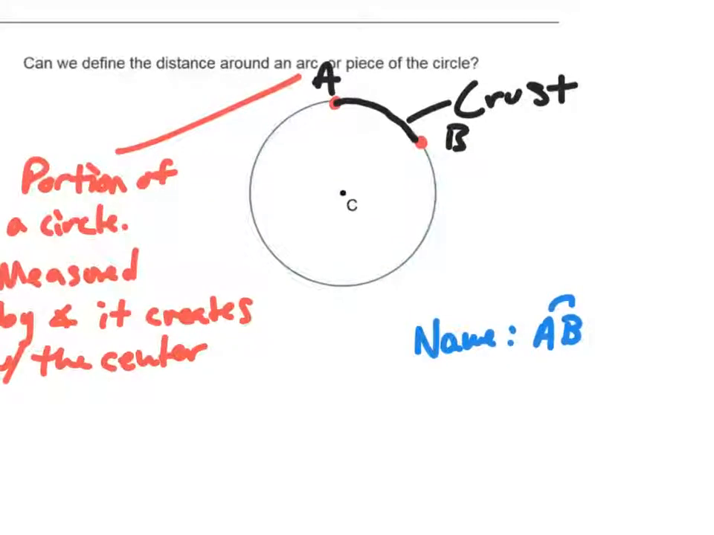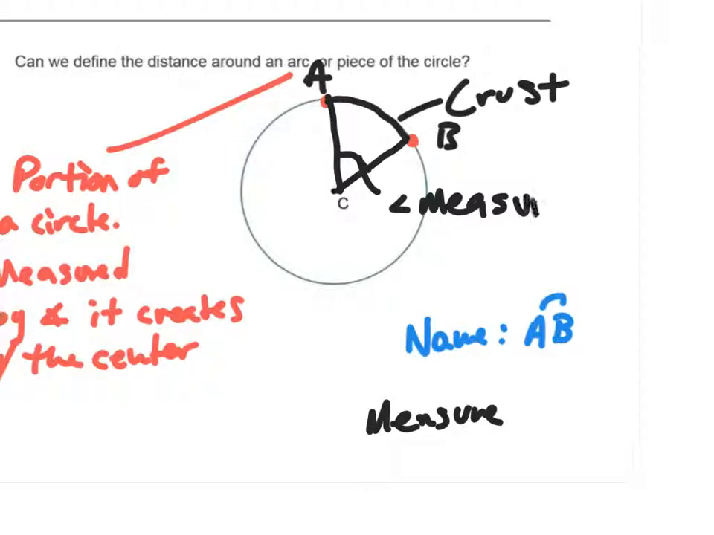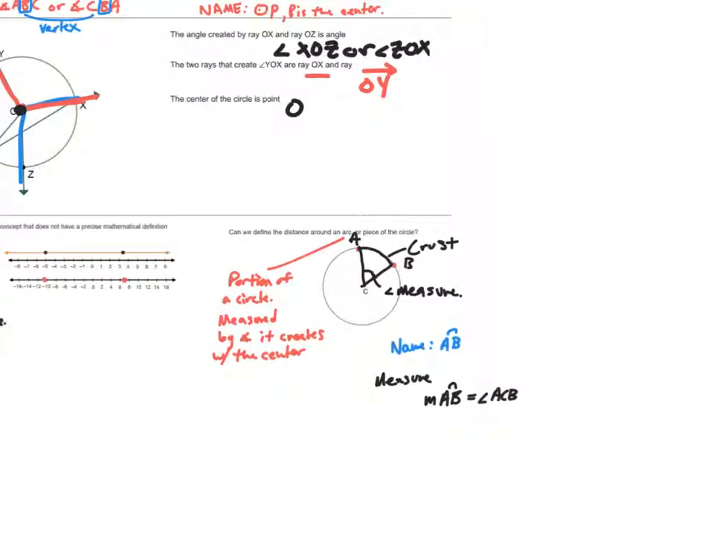Now, the way we would measure the measure of this arc, if we were to take this angle measure, whatever this angle measure is, we'll talk about that in the next unit, then we would say that the measure of arc AB is equal to the angle measure of ACB. So if we measured this angle, then we could measure that arc in degrees.